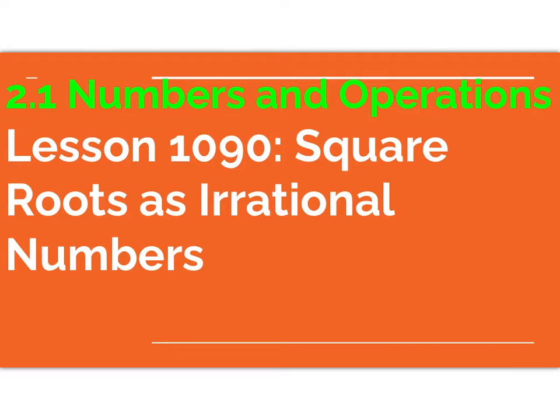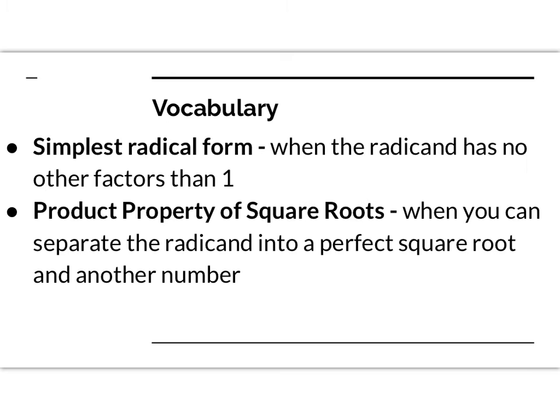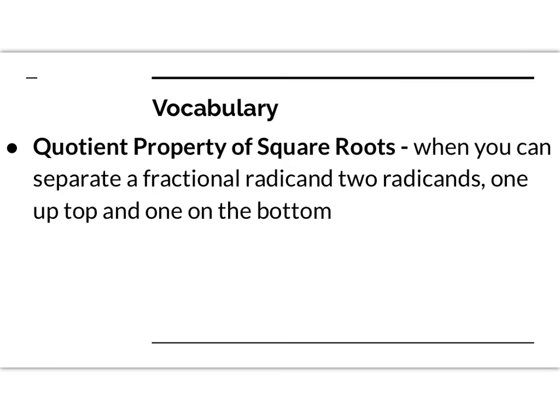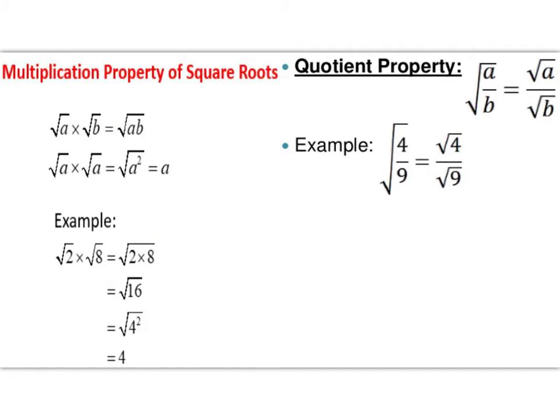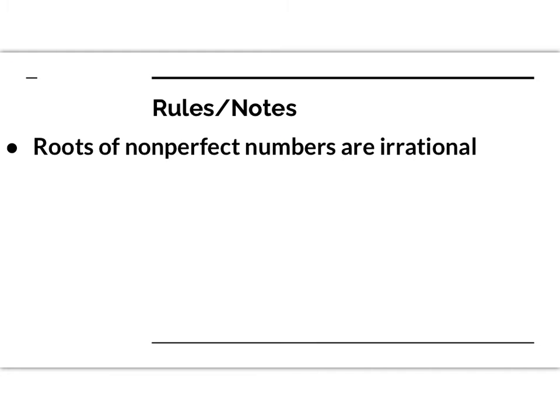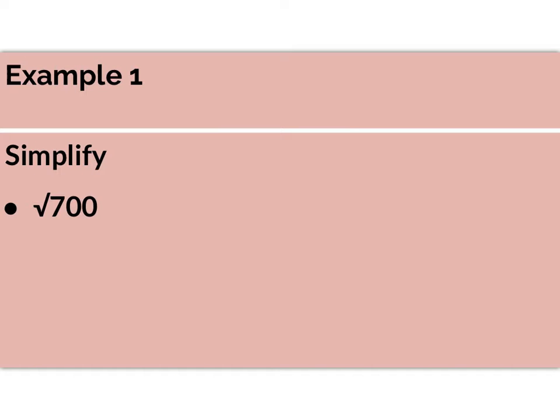Okay, welcome to lesson 90, square roots as irrational numbers. You can read through the objective and vocabulary and all of that. This is about our fourth or fifth in a series of videos, and please watch all of these videos in series. Okay, so the square root of 700.